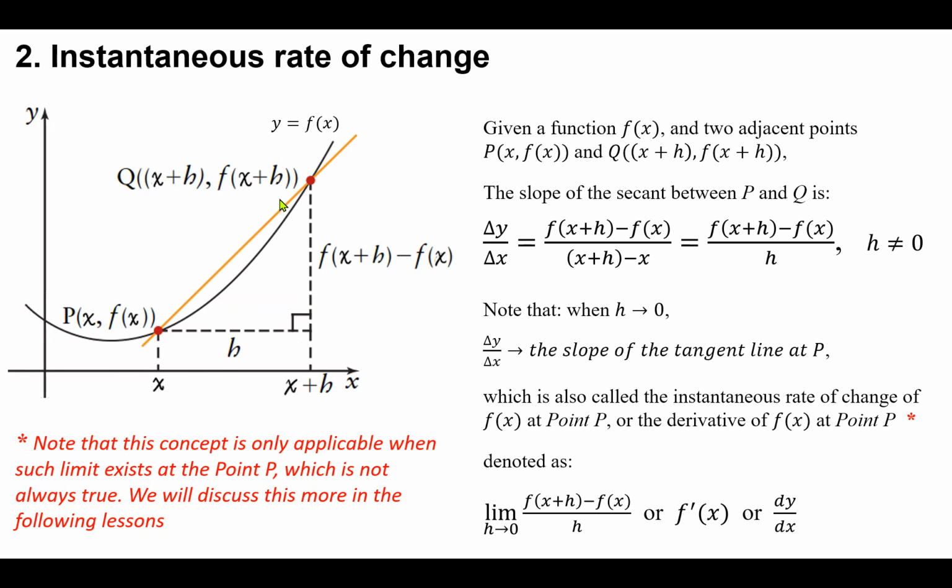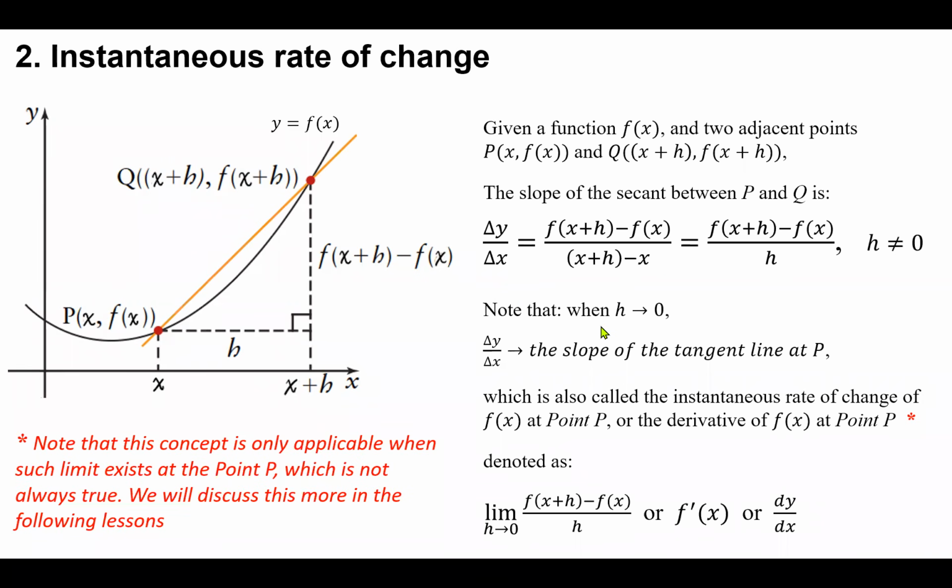You understand? So we know the coordinates of the 2 points. Then we can find the slope of the secant between P and Q, right? This is the average rate of change between P and Q, which is defined, as you can recall, delta y over delta x, which is (f(x+h) minus f(x)) over ((x+h) minus x), right? And after simplification, this is (f(x+h) minus f(x)) over h. Of course, h is not 0, right?